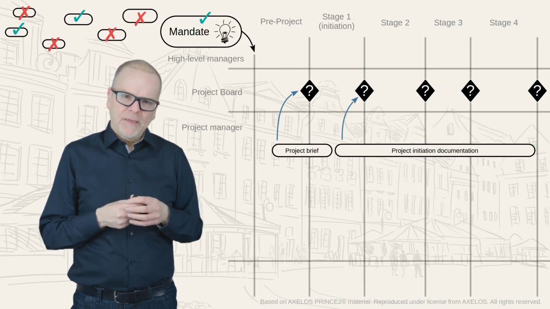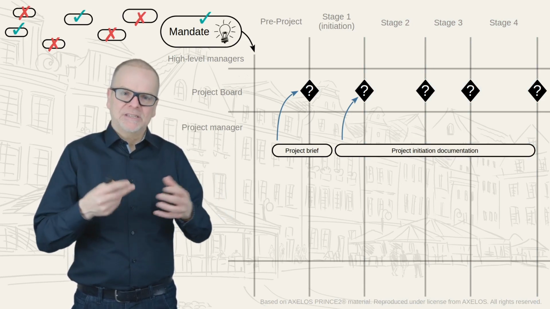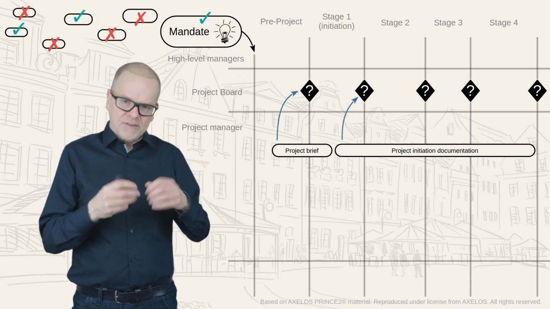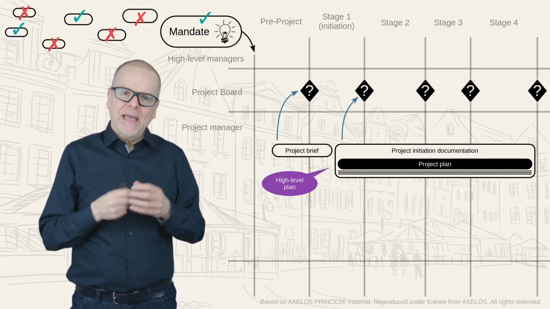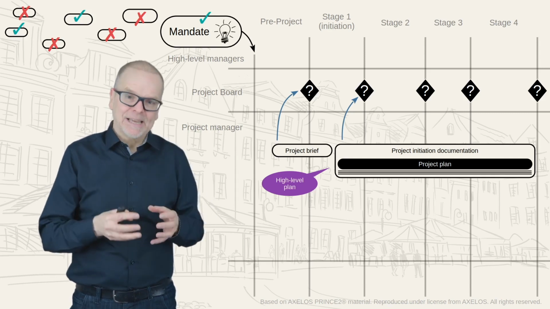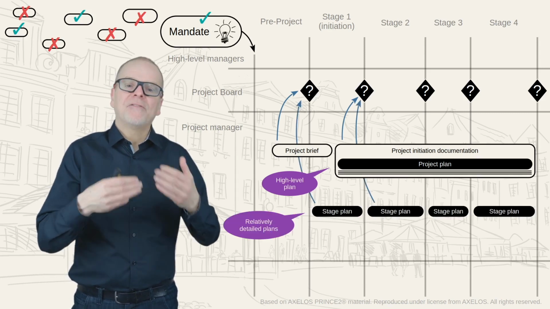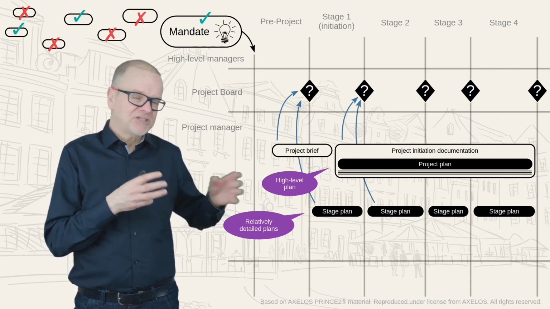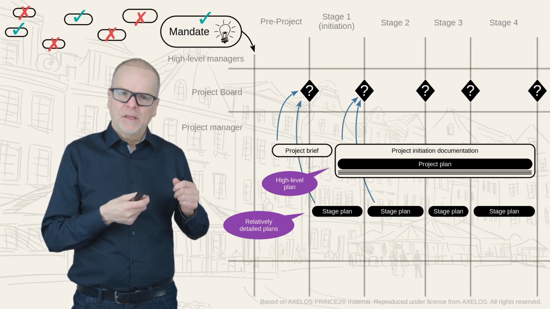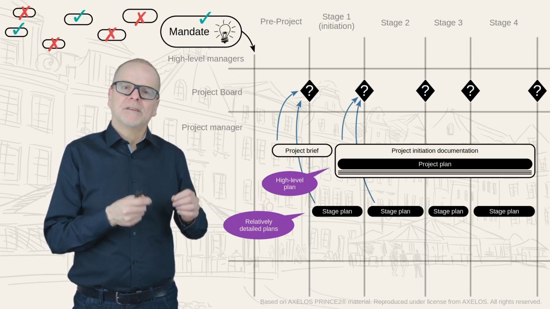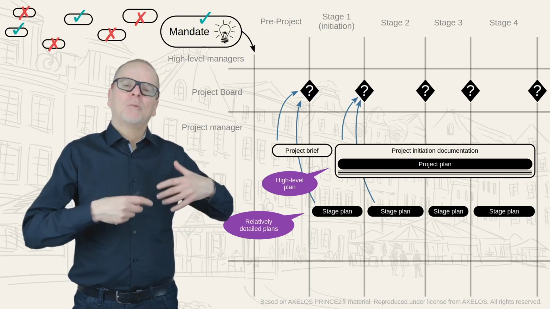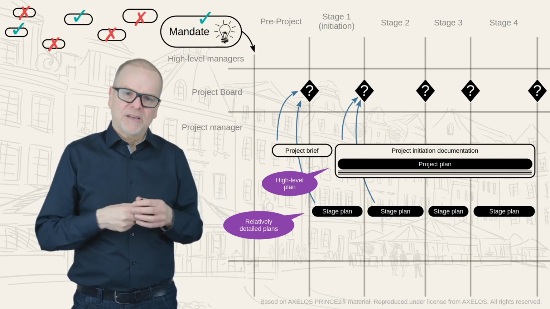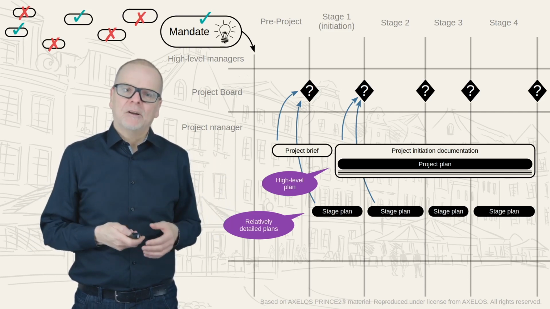Now, do you remember that we normally don't plan the whole project in detail? What we create in the initiation stage is something very high level, a high level plan. And then we create a relatively detailed plan for each stage before it starts. So we don't count the pre-project as a stage and start numbering from there. So the initiation part is always the first stage, and that's why we call it the initiation stage. And then we have more stages after that which will produce the output of the project.